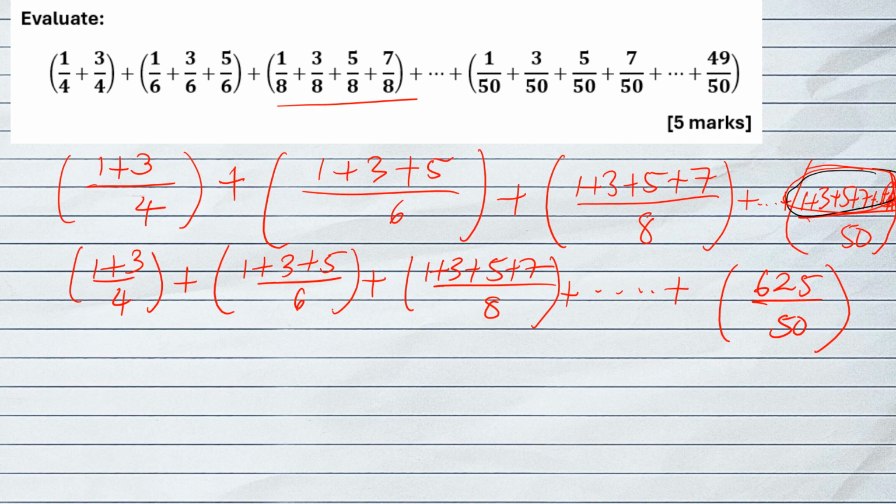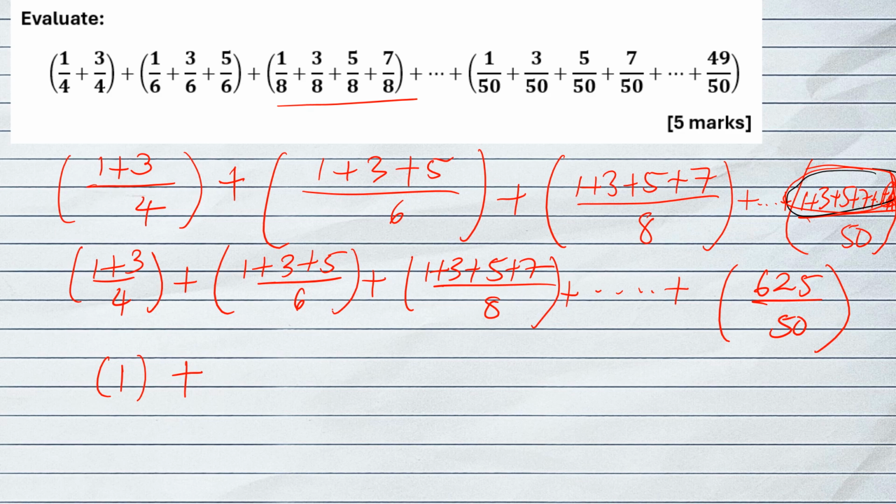Okay, it's 625 over 50. These other first three terms, we can simply simplify them, right? Because you can easily add them. So it's 1 plus 3, it's 4 over 4, and 4 over 4 will be 1. Okay, plus, in this one, 1 plus 3 plus 5, that will be 9 over 6.